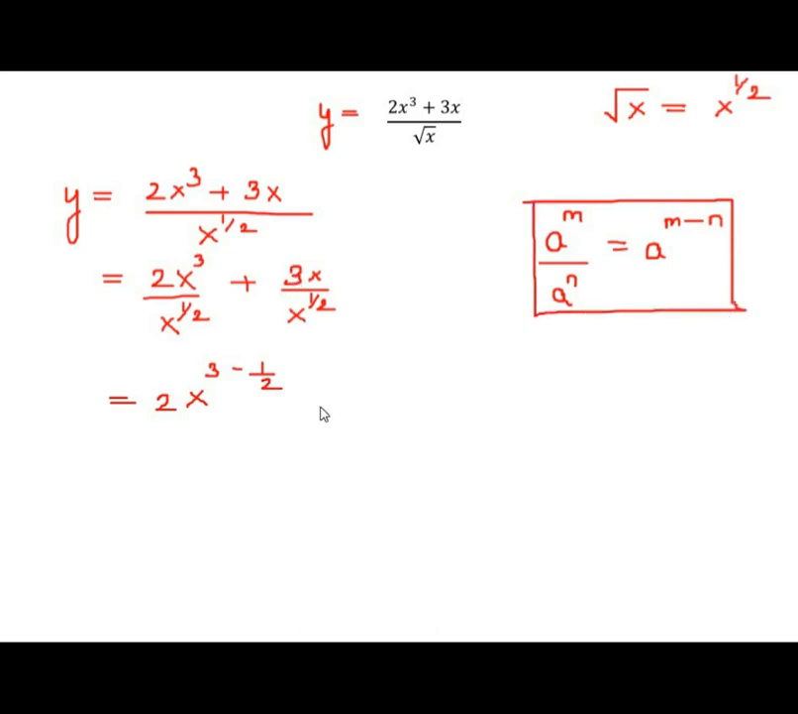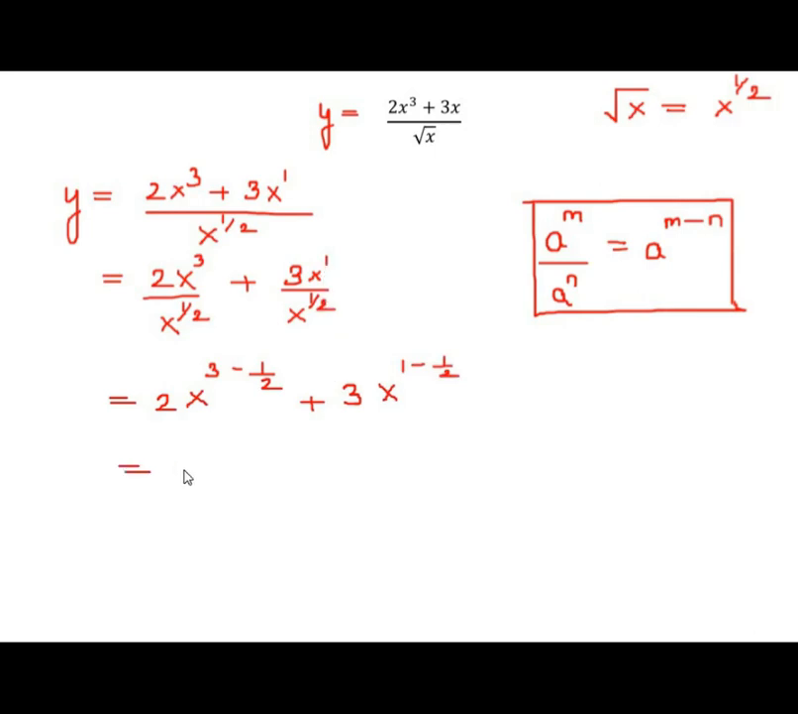Next, for the second term I am going to do the same thing. 3 stays the same and I have here x to the power of 1. If no power is given for the x, it means it has a default power of 1. So I am going to write it as x raised to the power of 1 minus half. So 1 minus half, the powers will get subtracted.